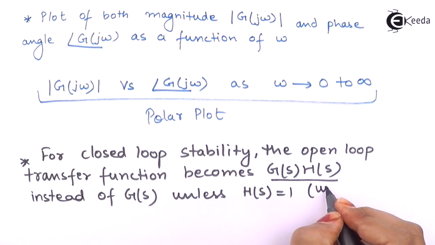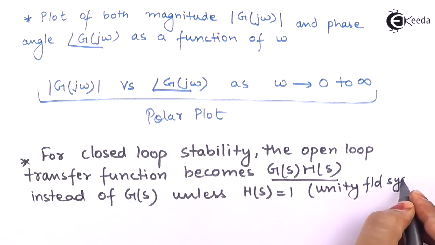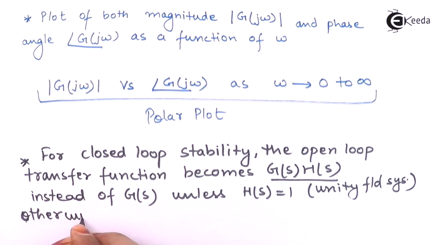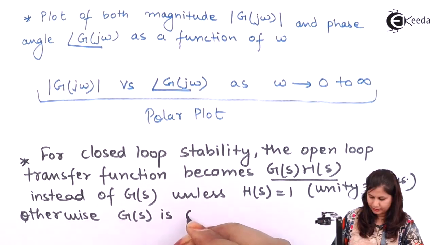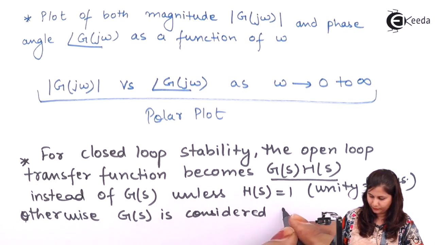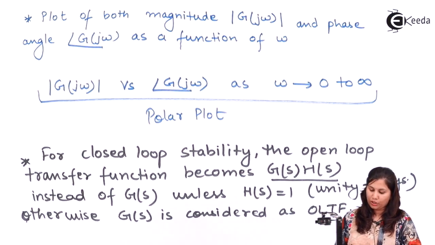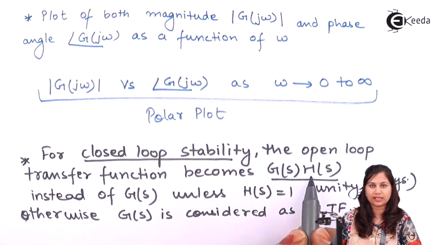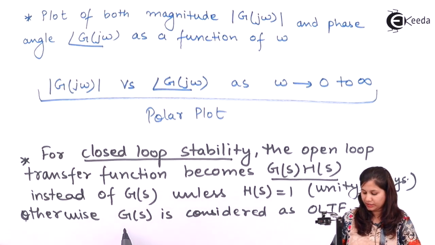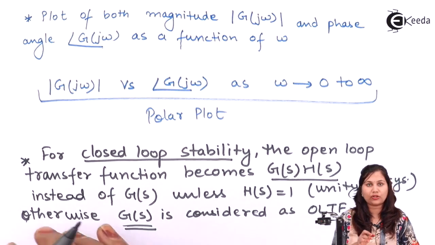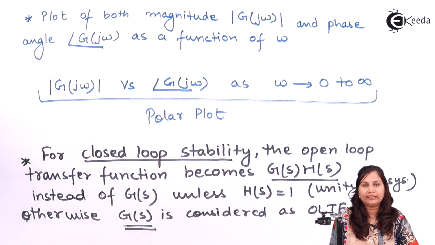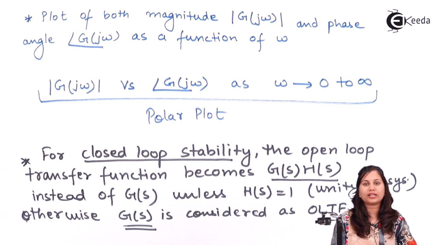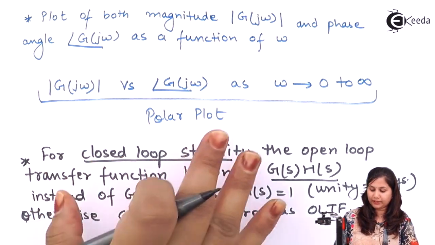Now if H(s) is given as 1, that is a unity feedback system, then H(s) will be equal to 1. Otherwise, G(s)H(s) is considered as the open loop transfer function. Here we are finding the closed loop stability, because for closed loop stability we always use the open loop transfer function G(s)H(s). If in the question it is not given that H(s) is 1 or any value of H(s) is given, you have to take it as a unity feedback system and consider this G(s) as the open loop transfer function, and using this you will find out the closed loop stability by the polar plots.